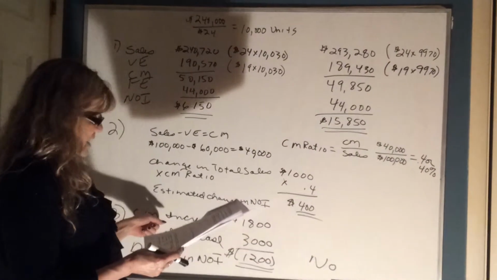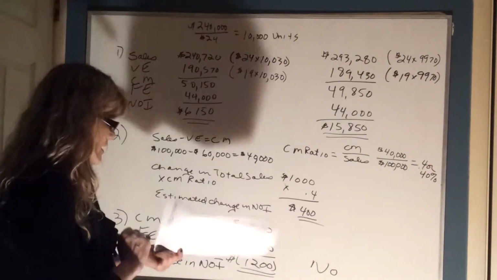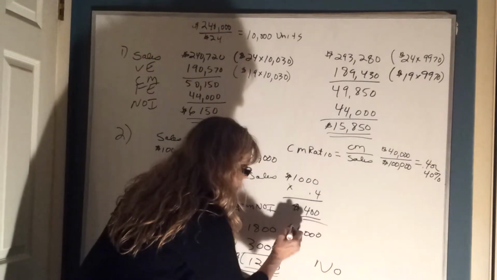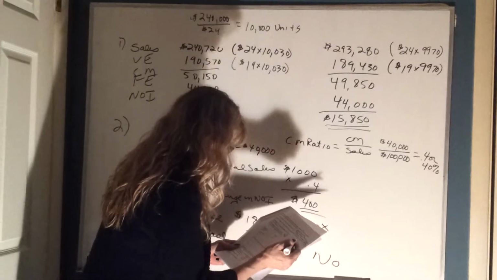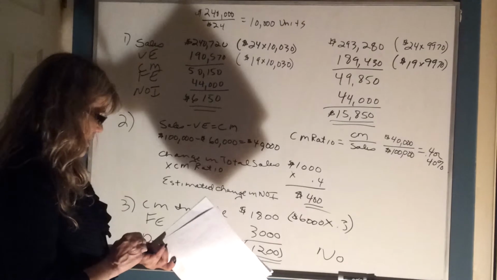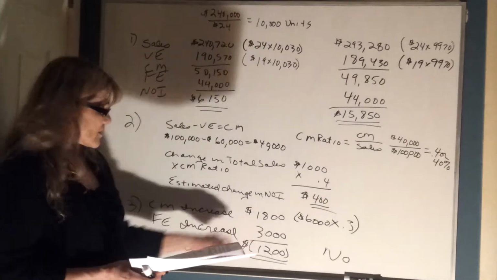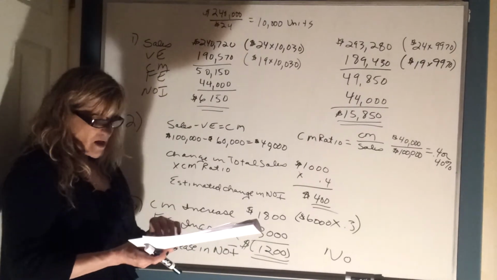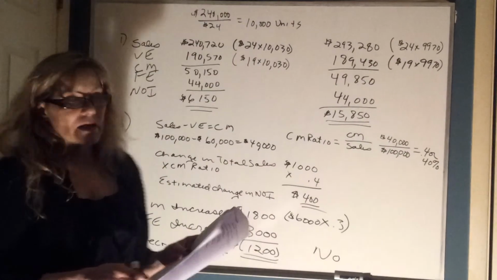So the first thing is our contribution margin increase. Our sales increase of 6,000, we're going to multiply that by our contribution margin ratio, which is 30%, and that gives us 1,800. We're going to then subtract our fixed expenses, which increased by 3,000. That gives us a decrease in net operating income of 1,200. So should we do this? The answer is no. We would decrease our net operating income. We don't want to do it.